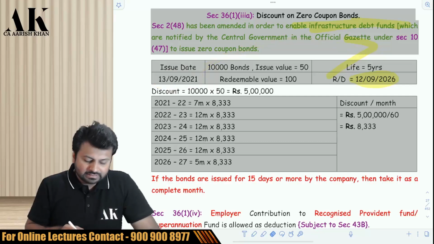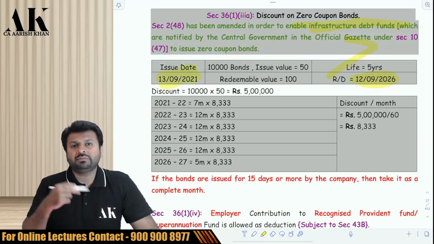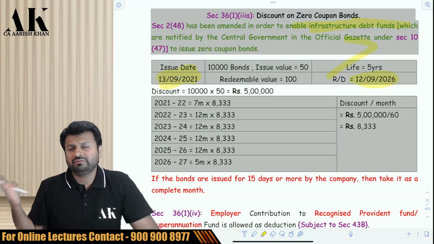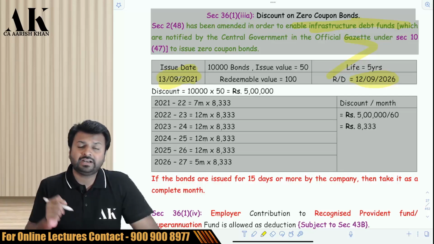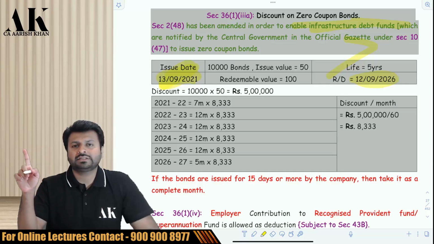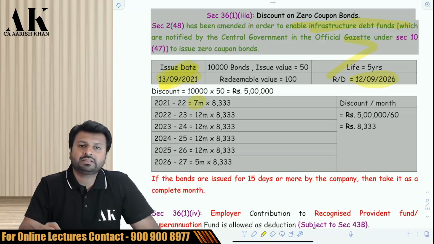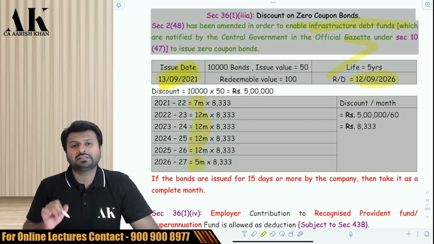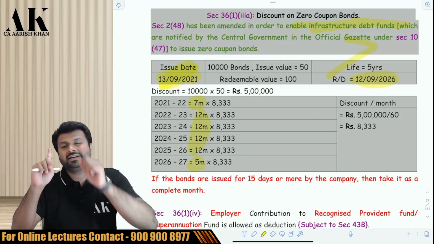So in that case, here on 13th of September, I am issuing the bond. So 13th September to 30th September, there are 15 days or more. 15 days is also fine. Less than 15 is ignored. 15 or more than 15 is considered as a complete month. So you have to consider this September month also. So September, October, November, December, Jan, Feb, March. First year, you will be having 7 months. Then the next 4 years, you'll be having 12 months. And in the last year, you'll be having 5 months because 2026, you'll be considering April, May, June, July, August.